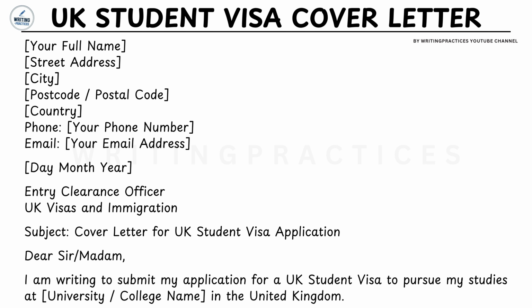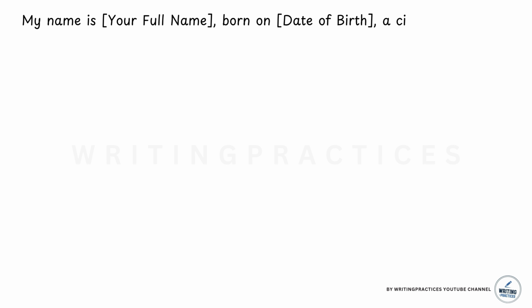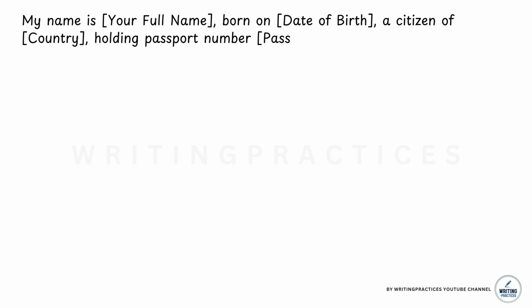Introduce yourself. Next, provide your personal identification details. For example, my name is Daniel Christopher Evans, born on March 15, 2004, a citizen of Canada, holding passport number CA7845123. This confirms your identity and allows the visa officer to match your letter with your official records. Accuracy here is essential.